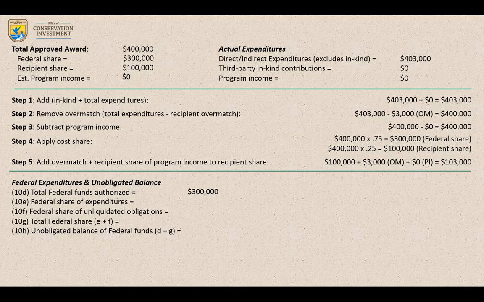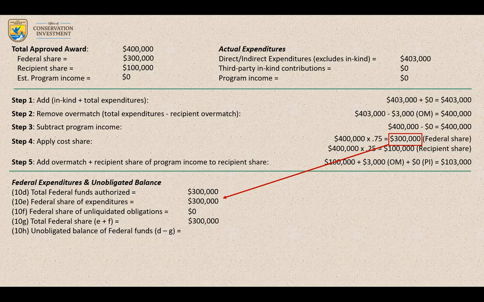Field 10E represents the federal share of expenditures. This amount is also $300,000 and comes from Step 4, where the recipient calculated the federal share of award expenditures. Field 10F represents the federal share amount of any recipient unspent obligations. Since this is a final federal financial report and our scenario states that the award is completed, this amount is 0. For 10G, the recipient adds the values in both 10E and 10F to get $300,000.